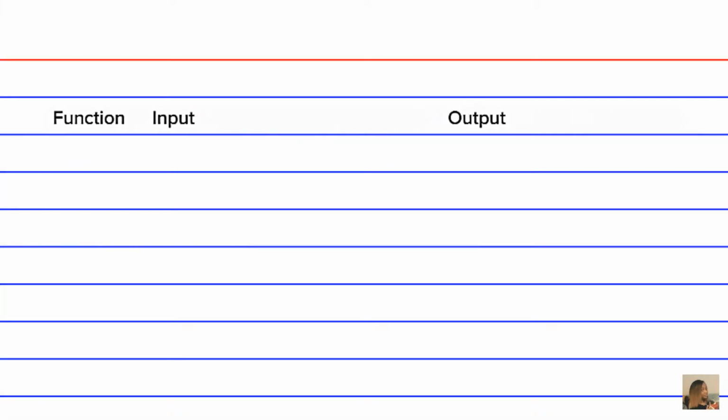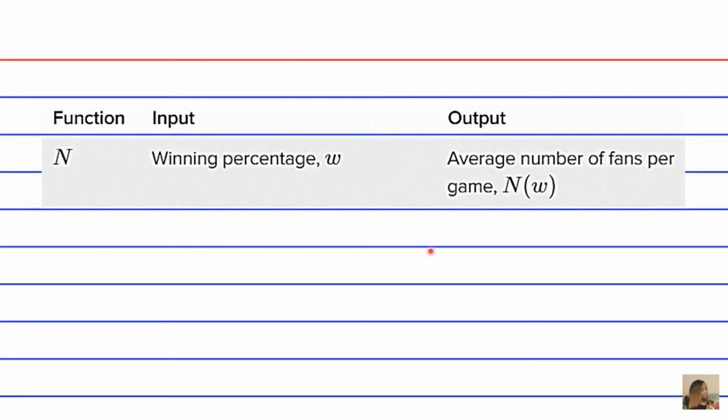So these are the functions that he modeled along with their necessary inputs and their resultant outputs. The first is N, winning percentage. That's written in terms of W. And the output is the average number of fans per game. So N is the average number of fans per game as a function of the winning percentage.